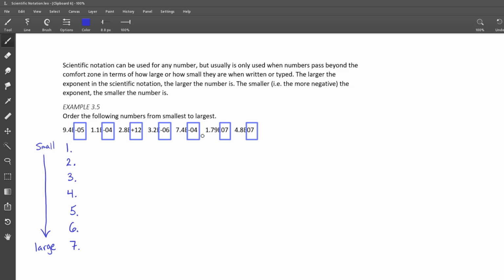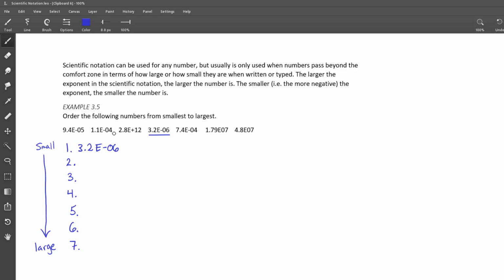Then we have some positive exponents. We have a positive exponent of 7, another positive exponent of 7. Now neither of these shows the plus sign, but since there's no sign, that implies that these are positive. So there's 2 that have the same exponent, and then we have a positive 12 exponent. So the first thing we can do is definitely order by exponent, and then within exponents, we're going to have to look at the number that is to the left of the multiplication sign and just compare on that basis. So the smallest number here is going to be 3.2 times 10 to the -6th.